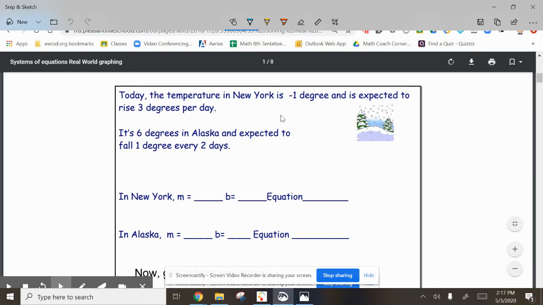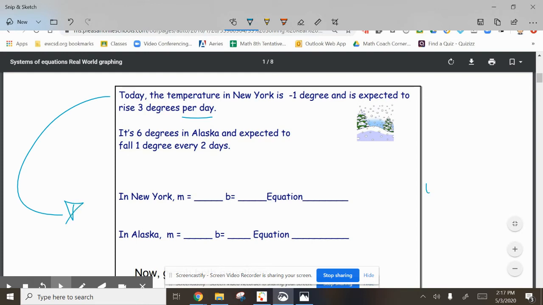Today, the temperature in New York is -1 degree, and that does happen, but not recently. Usually more wintertime. The temperature in New York is -1 degree, and is expected to rise 3 degrees per day. Interesting, this word per day. Okay, we have to take note of that, and we're going to first deal with this part.